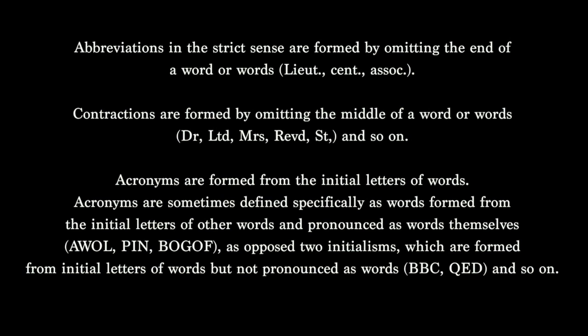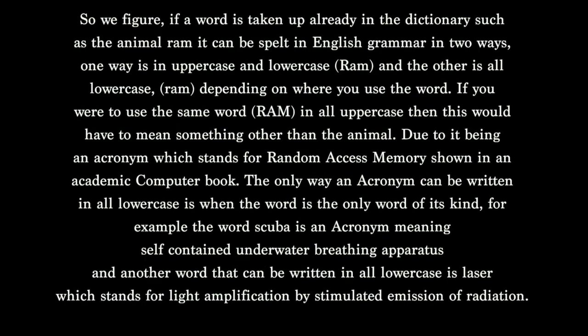Acronyms are sometimes defined specifically as words formed from the initial letters of other words and pronounced as words themselves: AWOL, absent without leave, away without leave, PIN, personal identification number. As opposed to initialisms, which are formed from initial letters of words but not pronounced as words: BBC, QED, and so on. So we figure, if a word is taken up already in the dictionary, such as the animal ram, it can be spelled in English grammar in 2 ways. One way is in uppercase and lowercase, Ram, and the other way is all lowercase, ram, depending on where you use the word.